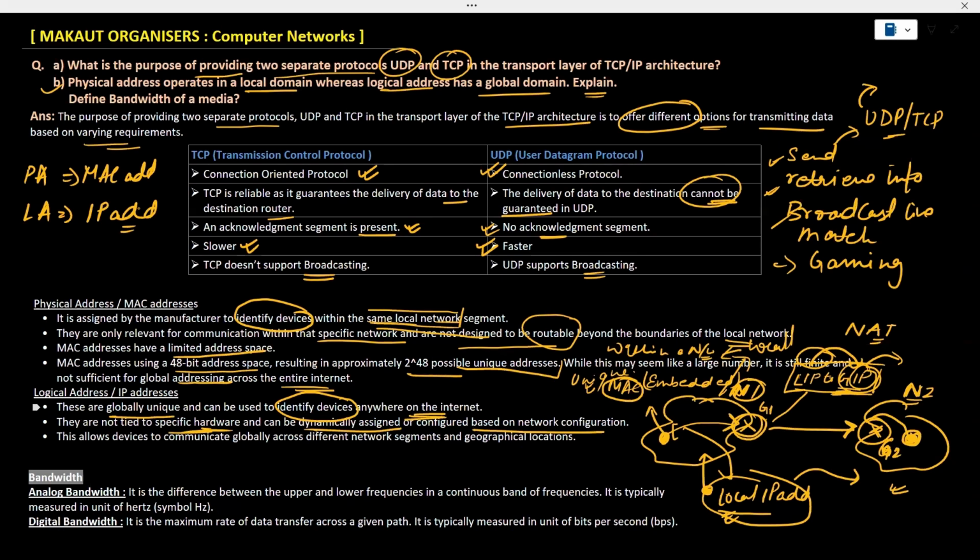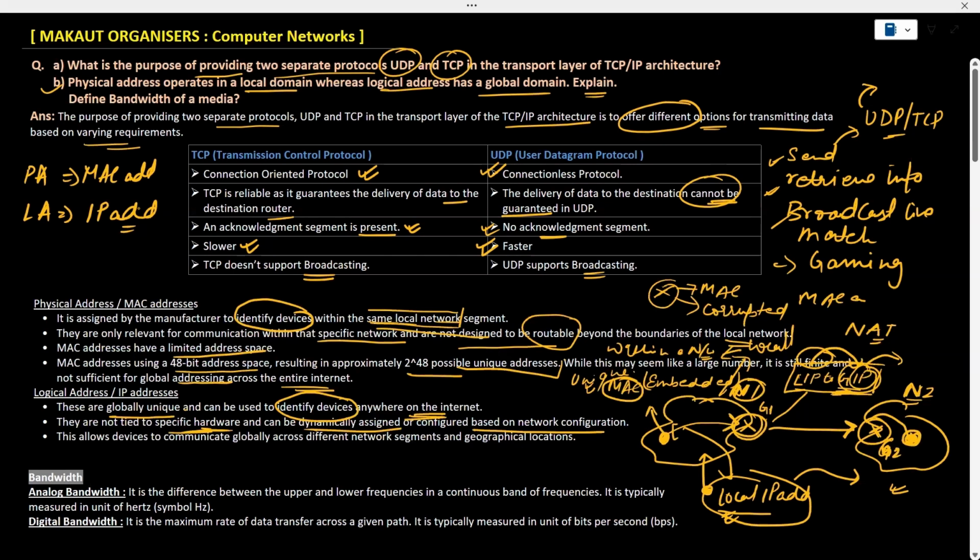By not tied to specific hardware, that means suppose there is a device. For every device, we know that we have a MAC address embedded. Now, once this device is corrupted, this MAC address will no longer be in use. That's what it is saying. The IP address is not tied to specific hardware. The next point is that this allows devices to communicate globally across different network segments and geographical locations.